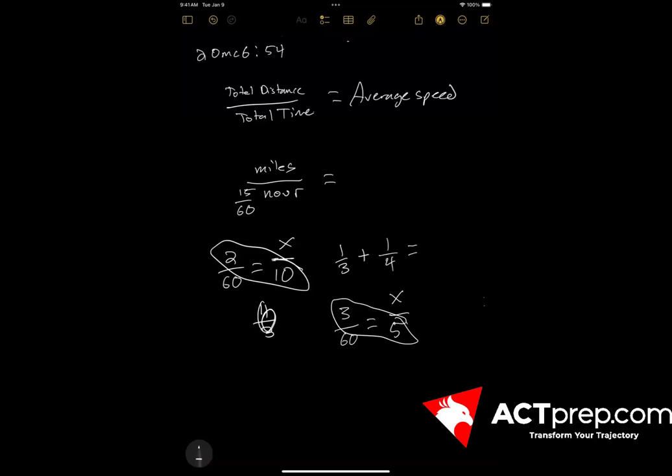And so now we can just add these together, which is going to be 4 over 12 plus 3 over 12, which is 7 over 12. So now we know the total distance that we went in miles. We went 7/12 of a mile. So now we can just divide 7/12 by 15 over 60, which is our total distance over our total time in miles per hour. And this is going to give us our average speed.